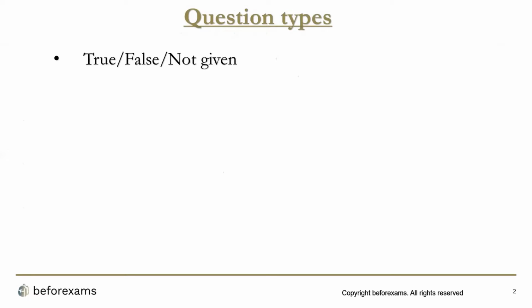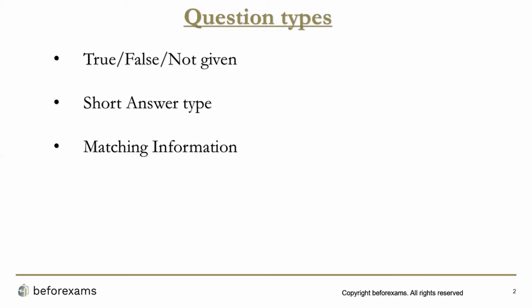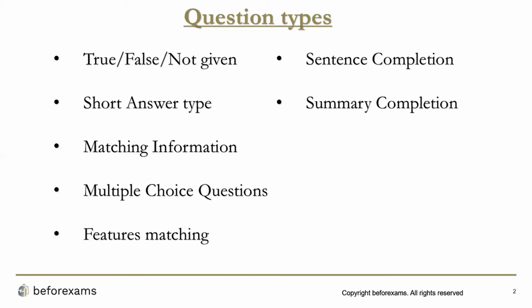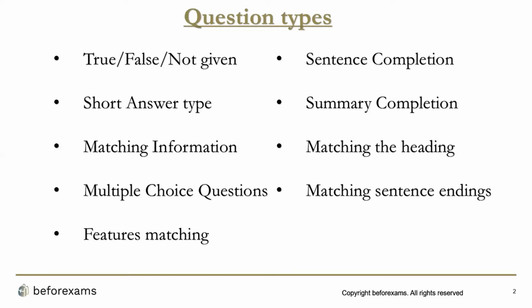First, the types of questions. The first type is true, false, and not given. Then we have short answer type questions. Do not worry if you do not know what these mean, we'll be learning about them. Then we have matching information, then multiple choice questions, then features matching, then sentence completion, next is summary completion. After that, we have the match the heading question, then matching sentence endings, and then diagram labeling. We'll be going through these one by one.